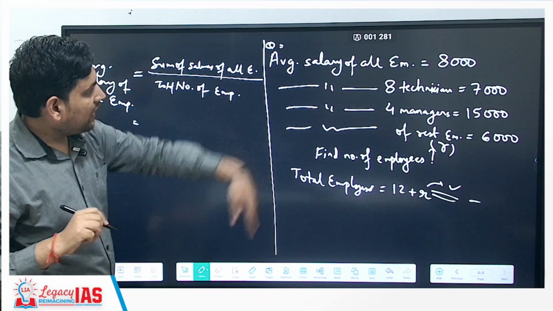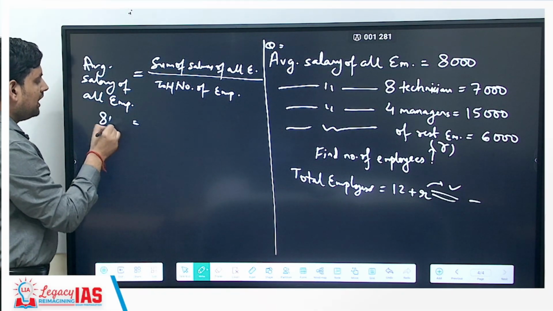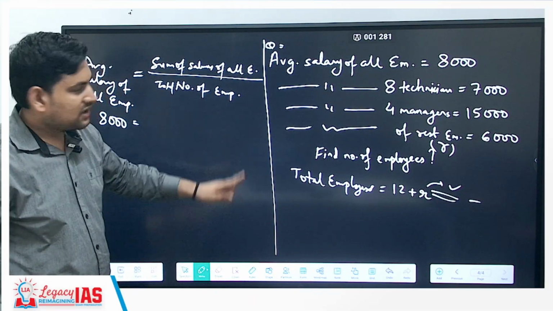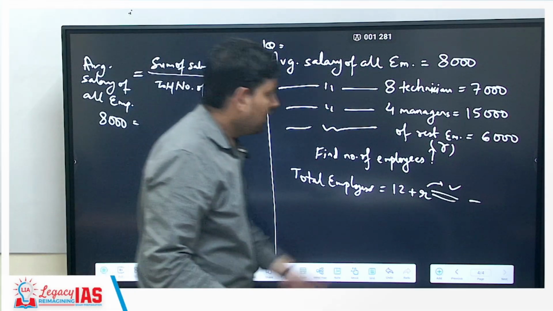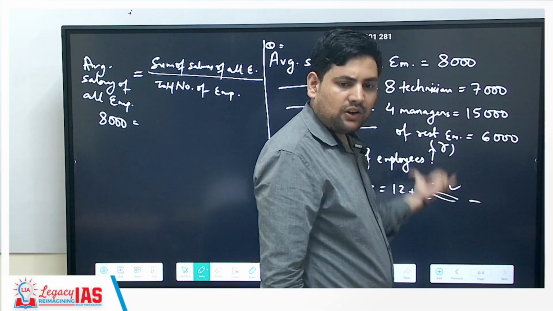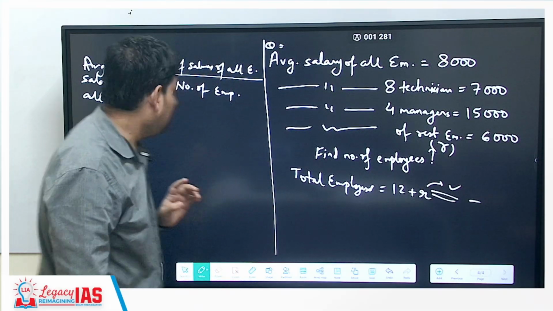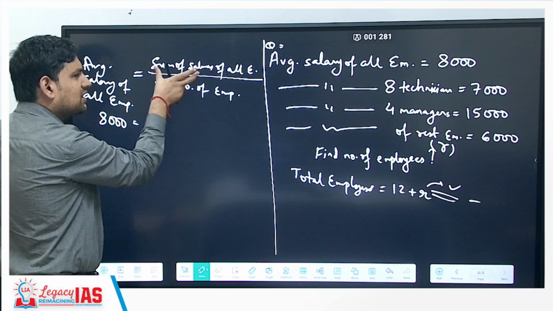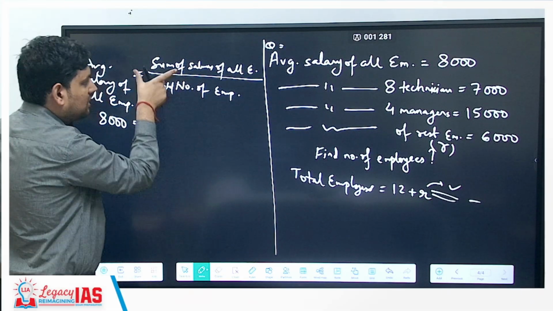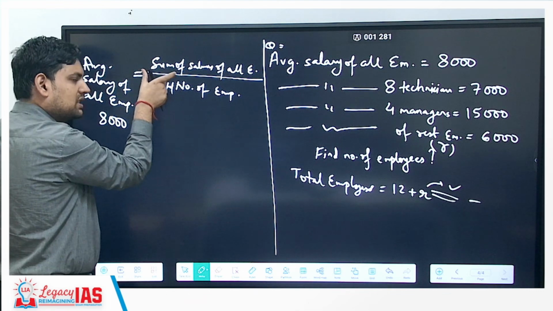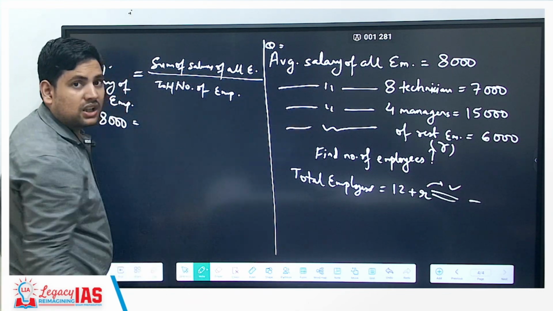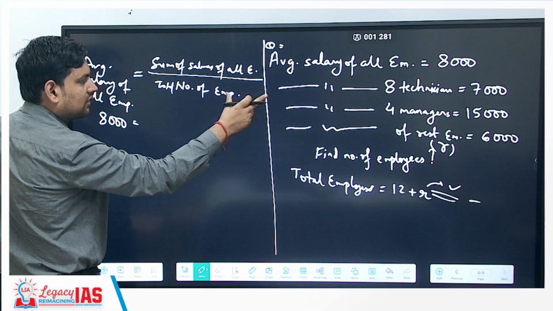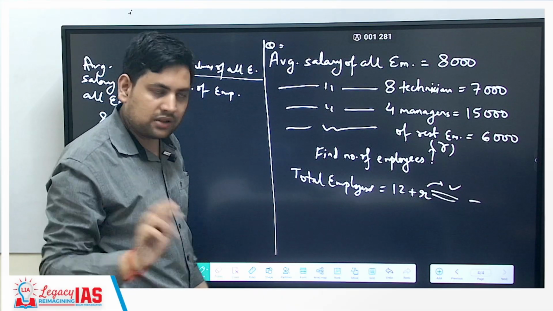Now what is given? Average salary of all employees is given as 8,000. Now what is the sum of salaries of all employees? For the technicians, their average salary is given to you. The sum of salaries of all employees is equivalent to the sum of salaries of technicians, plus the sum of salaries of managers, plus the sum of salaries of all the rest of the employees.